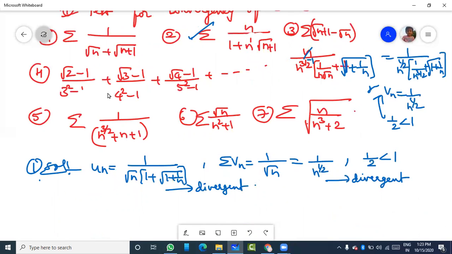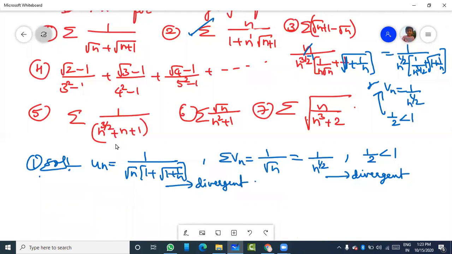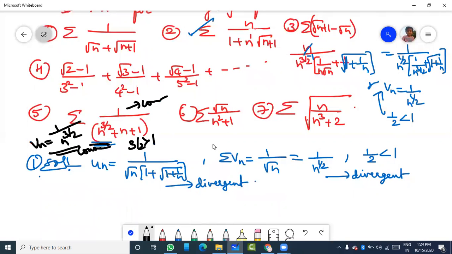The fourth one, later I can discuss. In the fifth one, we can take in the denominator n power 3 by 2 taking common. We can choose Vn equal to 1 by n power 3 by 2. Here 3 by 2 is greater than 1. This is convergent. Then by the comparison test, it is also convergent. Got it? Okay, Adarsh? Yes, ma'am. I'll try the other two on my own, ma'am.